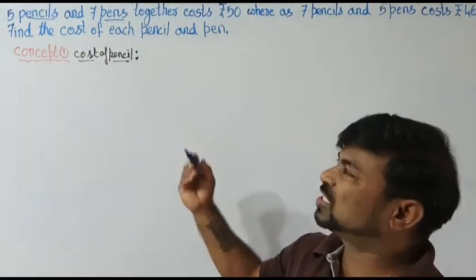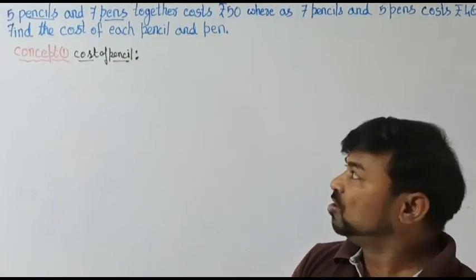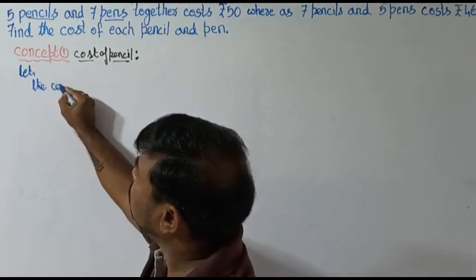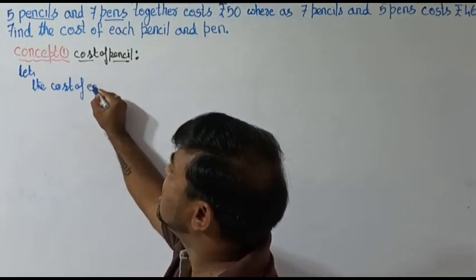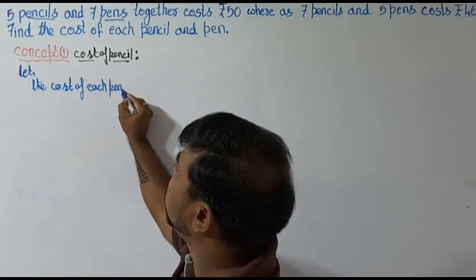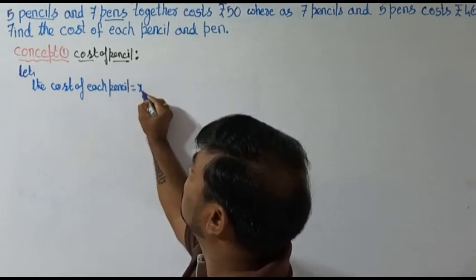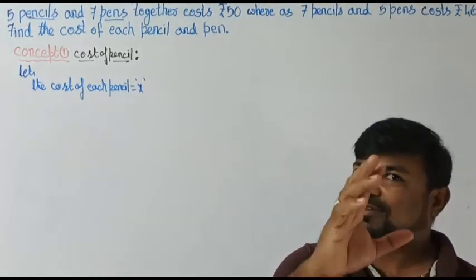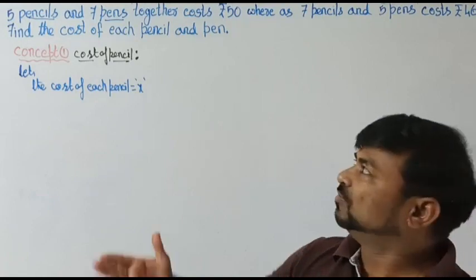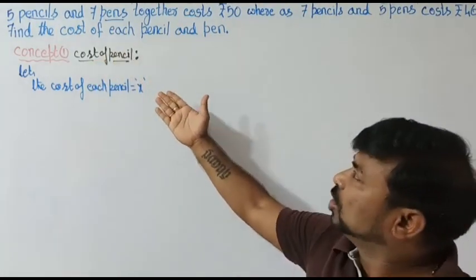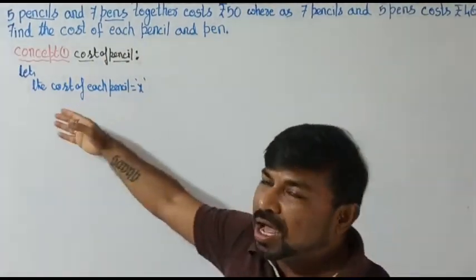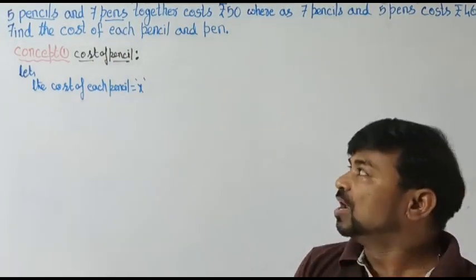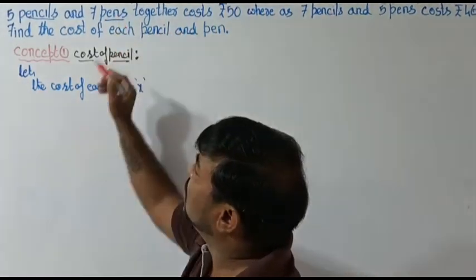As we don't know the cost of the pencil, let the cost of each pencil equal x rupees. That's the first one. The first concept we are dealing with is the cost of the pencil. I am assuming the cost of each pencil, the unit price, is x. Now, what is the second concept? We are dealing with the pens.